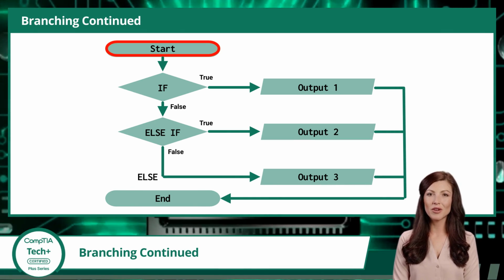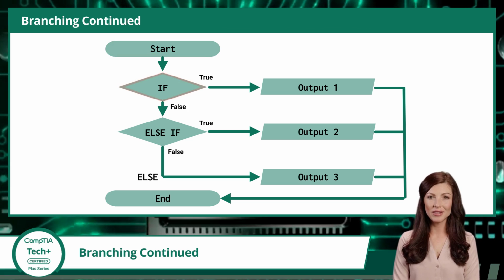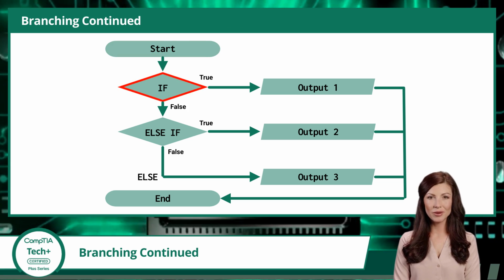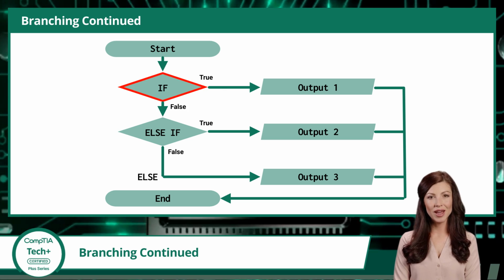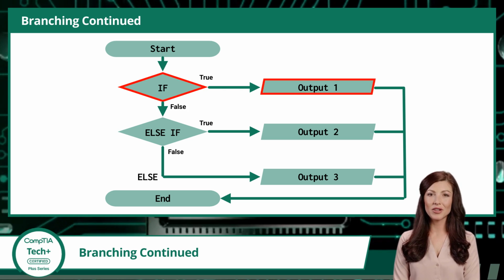As usual, we will start at the top of our code. Next in the code, we encounter a branching statement. Our first conditional statement will be our if statement. The if statement will present a condition that needs to be checked. When the if statement's condition evaluates to true, the code will display output 1. But when the if statement's condition evaluates to false, the code moves on to the next branch.